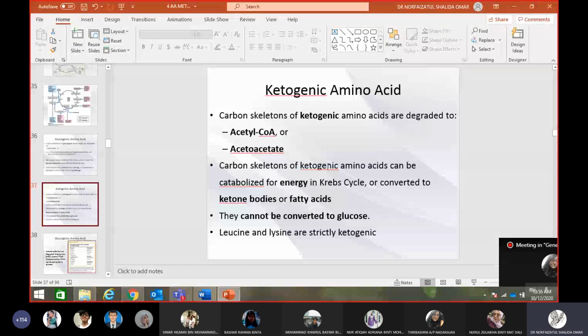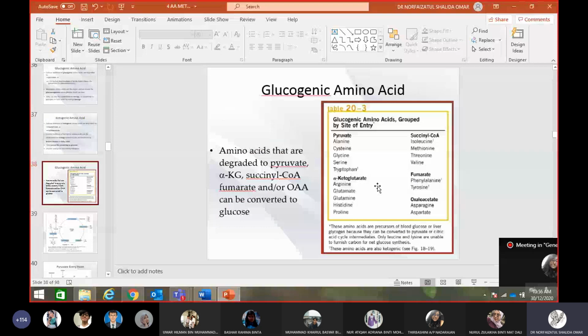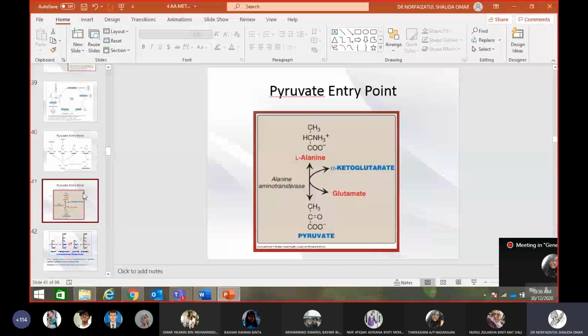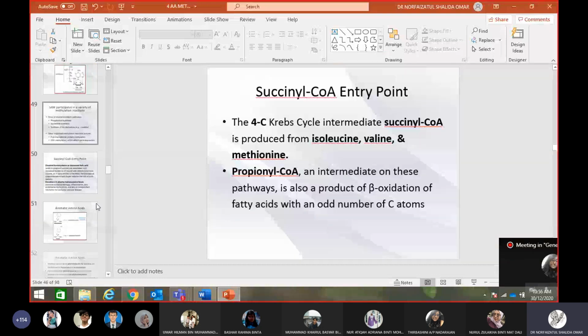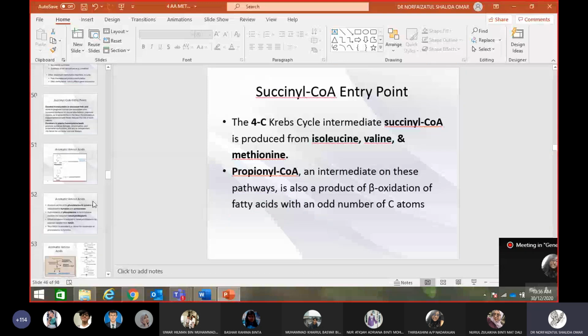Okay, any question on this? Again, same, glucogenic amino acids. Okay, this is showing one by one how the amino acids are being converted to pyruvate. So you have this pyruvate entry point, and then the oxaloacetate and succinyl-CoA entry points. So that's the main thing.